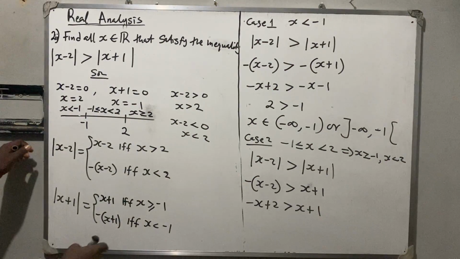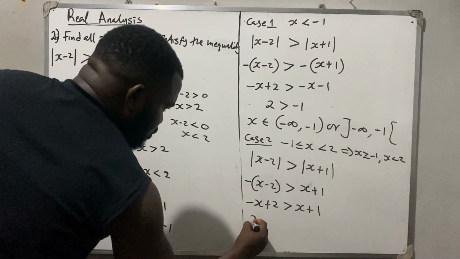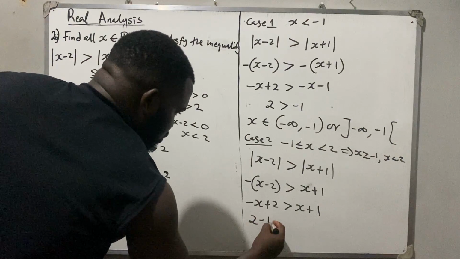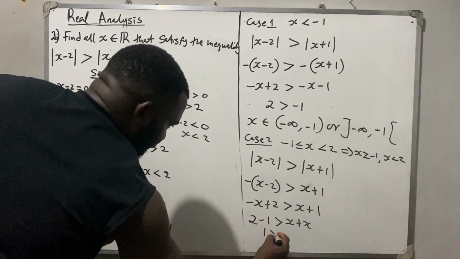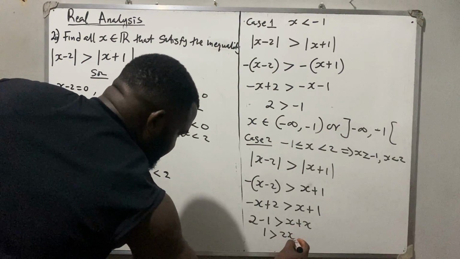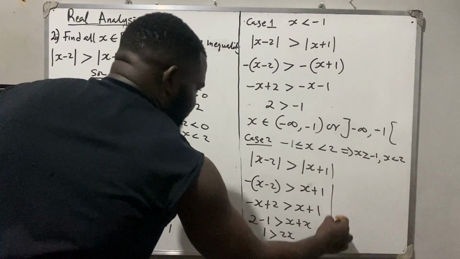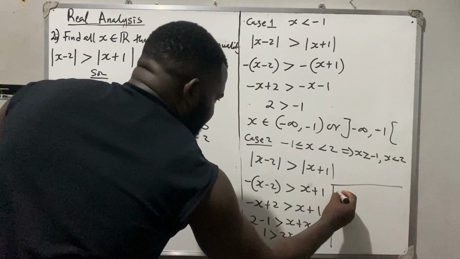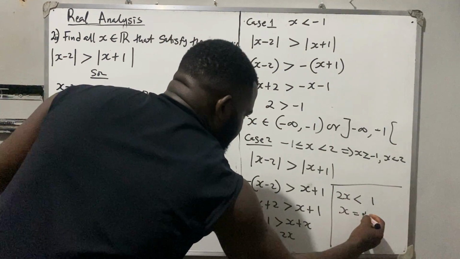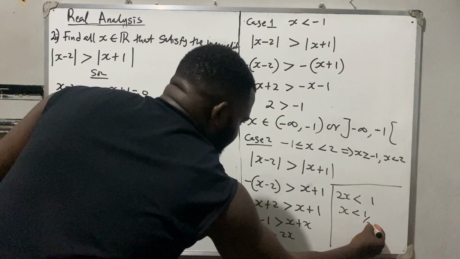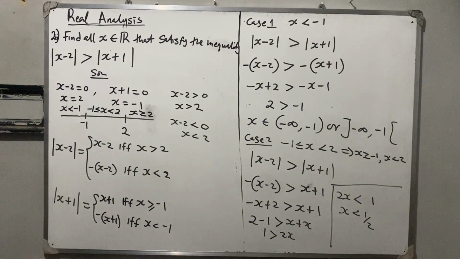So we are going to have that 2, this one coming here, 2 minus 1 is greater than x plus x. So therefore, 1 is greater than 2x, which implies that 2x is less than 1. So therefore, x will now be what? x will now be less than 1 over 2. So x is less than 1 over 2.